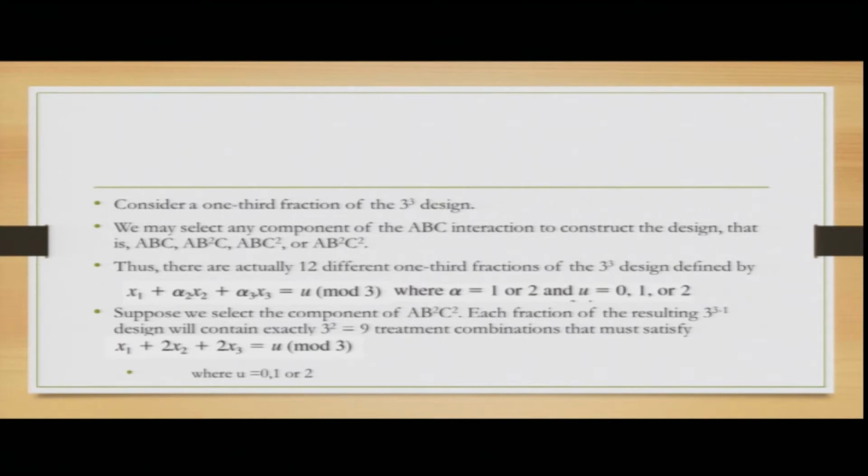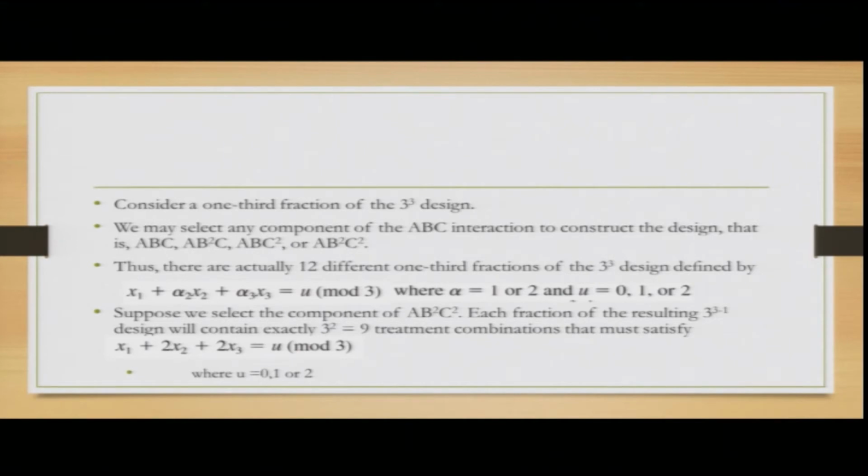Thus, there are actually 12 different 1/3 fractions of the 3 to the power 3 design defined by, you will basically have x1, so obviously a factor is alpha 1, but we will consider it as 1. Then x2 multiplied by the corresponding factor alpha 2, plus x3 multiplied by its corresponding factor alpha 3. So, obviously alpha 1, alpha 2, alpha 3 can take any values. Here in this case alpha 1 is 1, which is a mod 3, where alpha is equal to 1 or 2, and the u values, or the modulus 3 result of these combinations, can be 0, 1, 2.